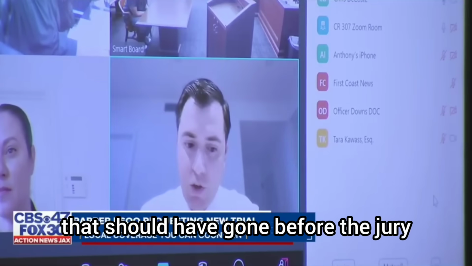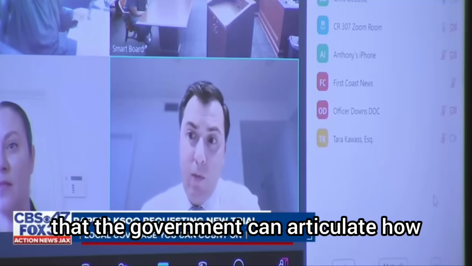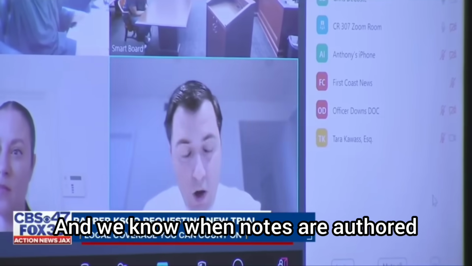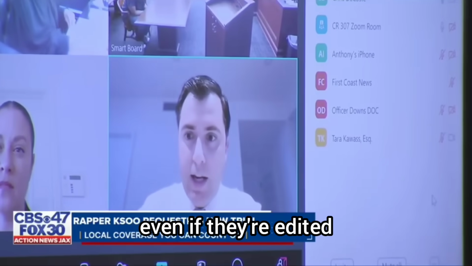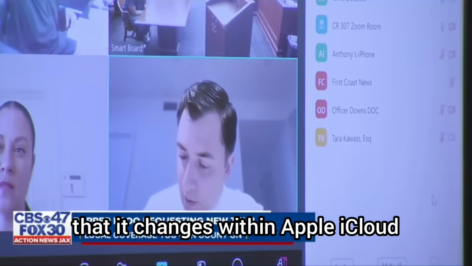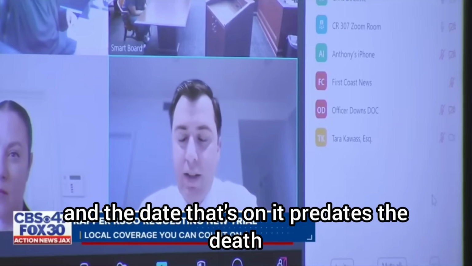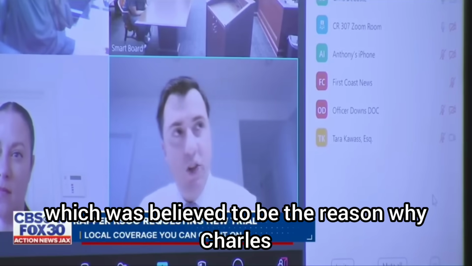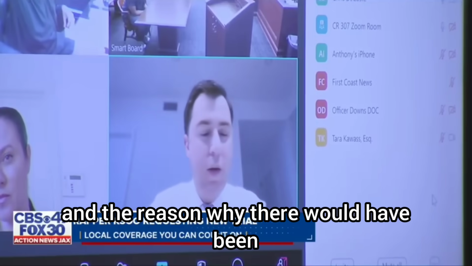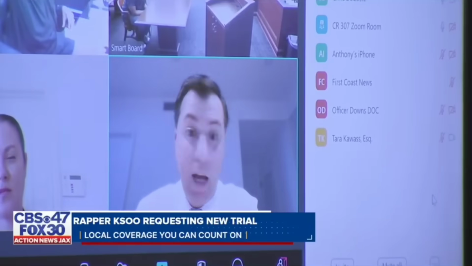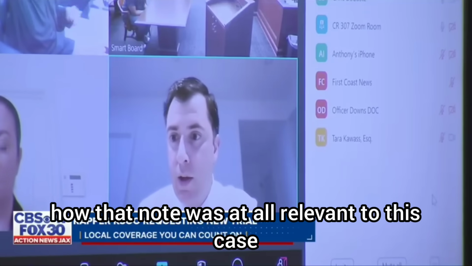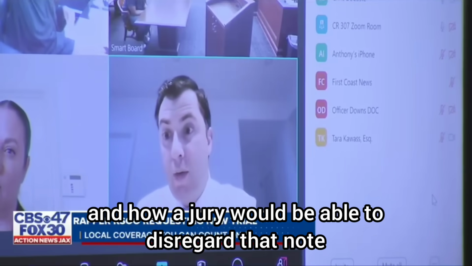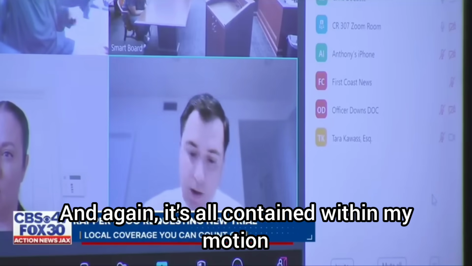There's no way that that should have gone before the jury, and I don't think that the government can articulate how a note that was authored, and we know when notes are authored, even if they're edited, that it changes within Apple iCloud, and the date that's on it predates the death of Willie Addison, which was believed to be the reason why Charles McCormick wrote the song and the reason why there would have been motive to commit the murder here. I don't think the government can articulate how that note was at all relevant to this case and how a jury would be able to disregard that note. And again, it's all contained within my motion.